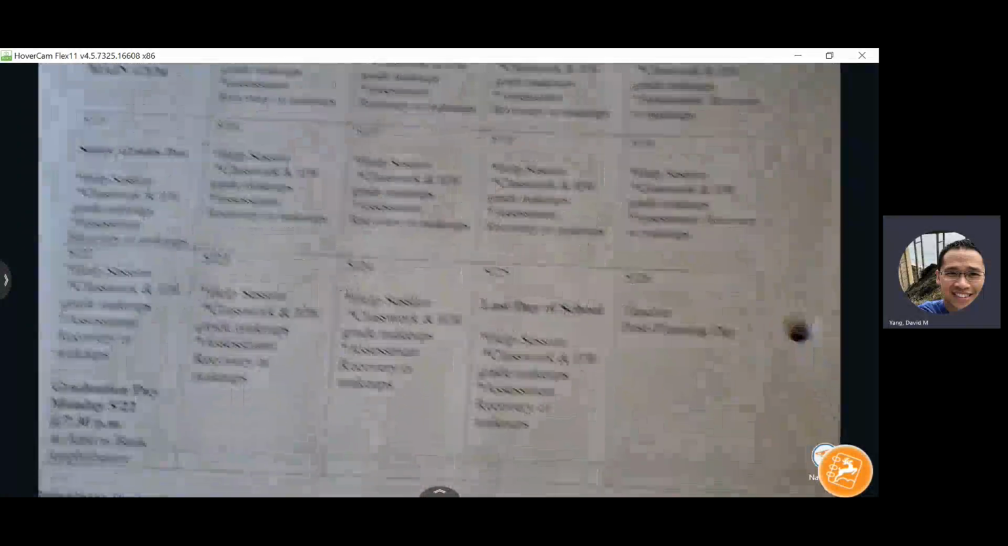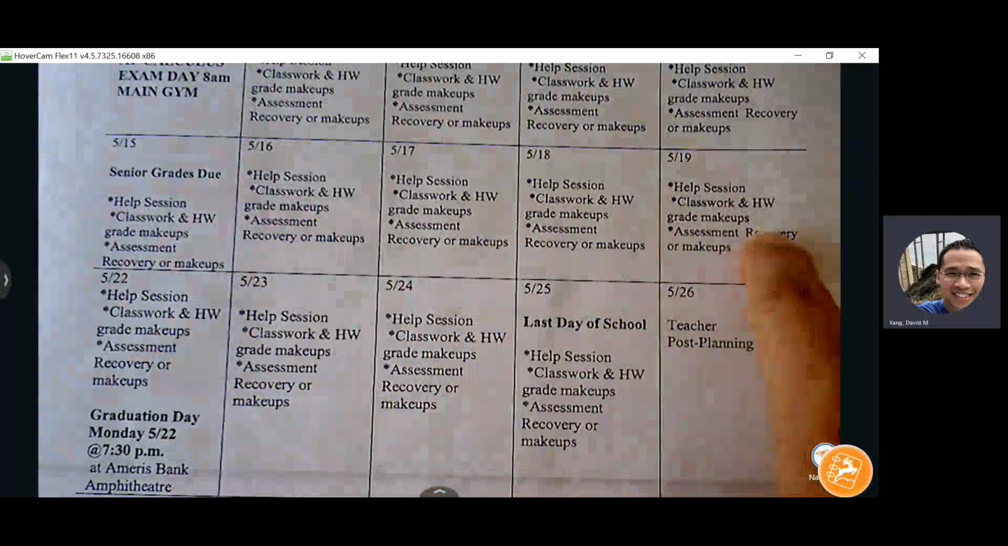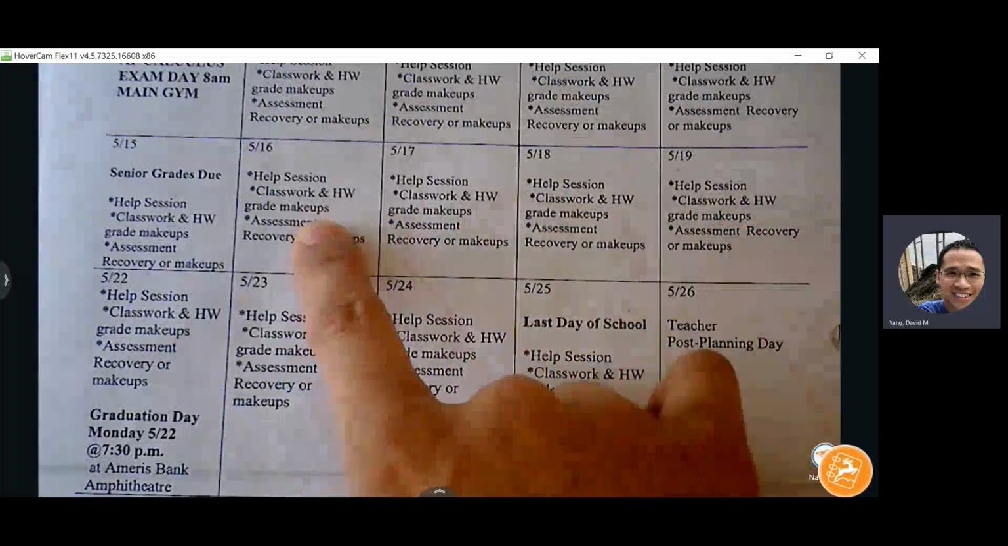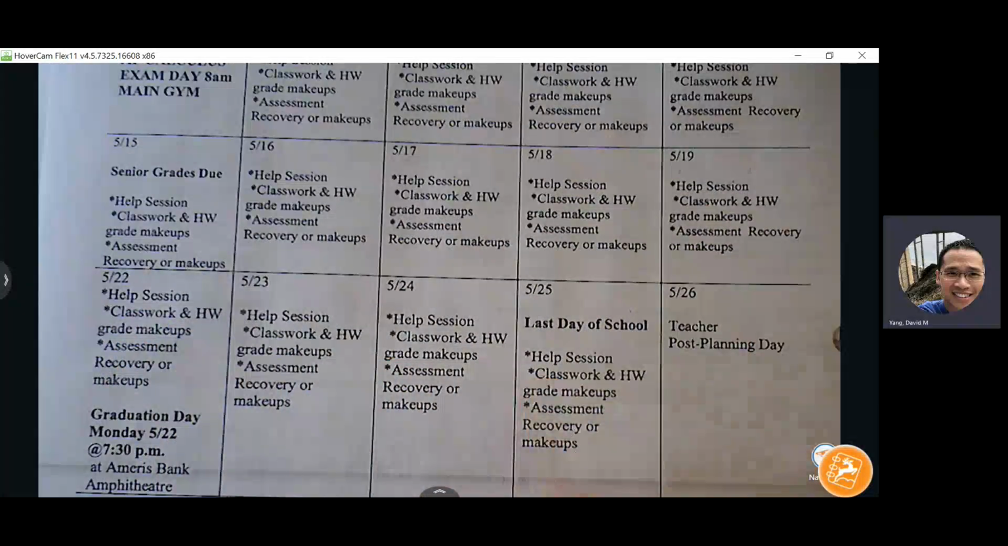And then everything else after that is just going to be makeups, help sessions, any assessment recovery, any students who need to bring their grade up to a passing. We're going to spend this time doing that. Okay.